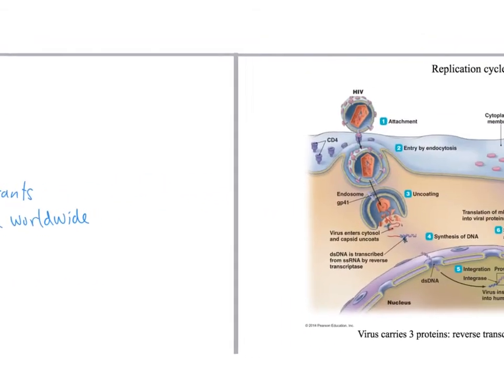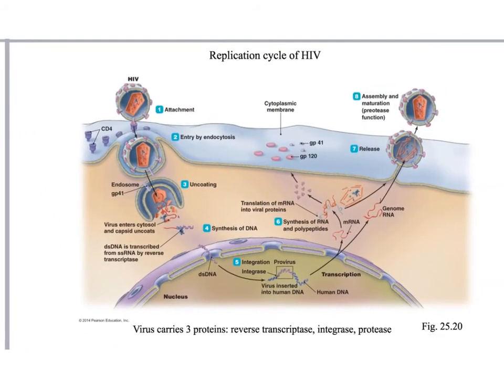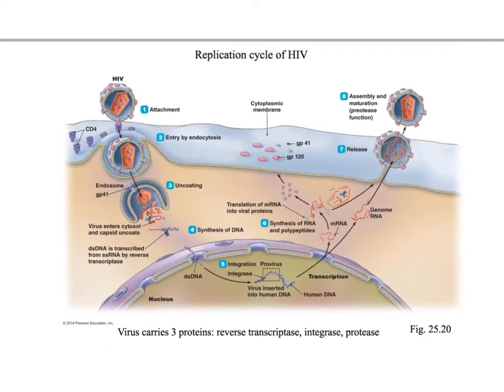All right, let's look at the main points of the replication cycle of HIV. And this is the figure from your book. So pay particular attention to those surface proteins that we talked about before on the virion, as well as the 3 proteins that it carries with it: reverse transcriptase, integrase, and protease. All right, so HIV can actually utilize both a lytic and a latent replication cycle.